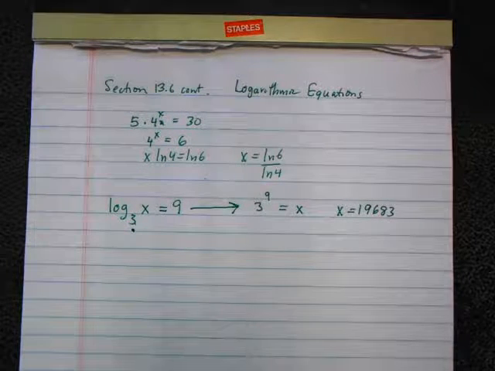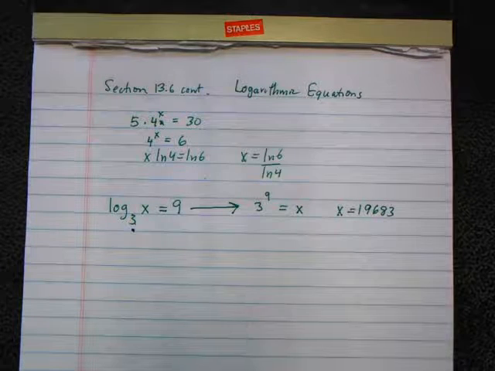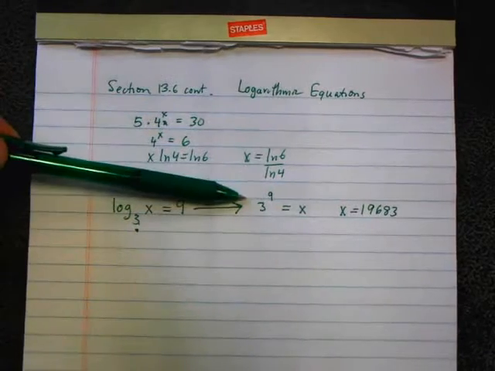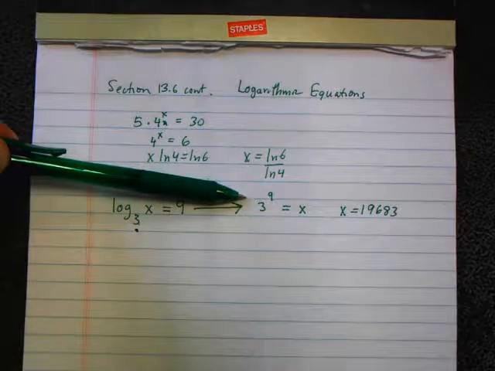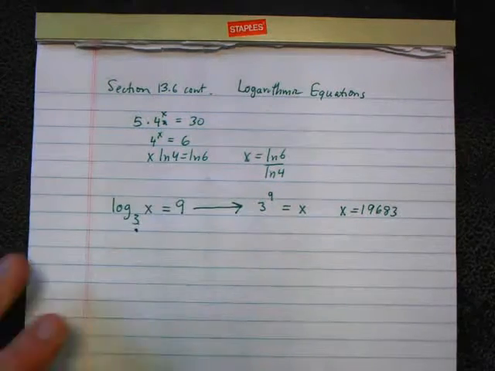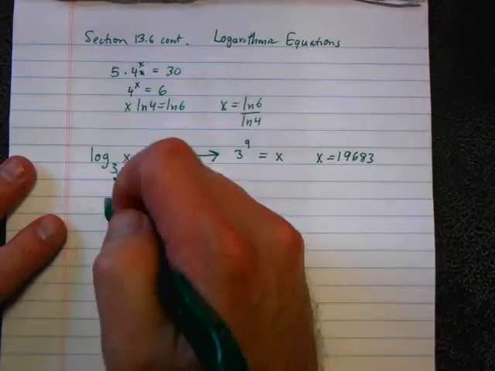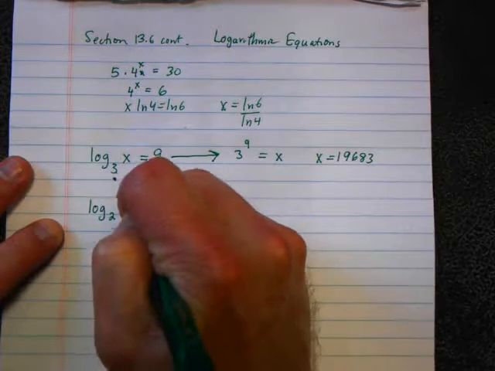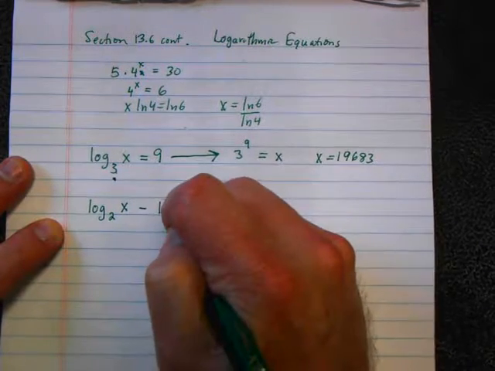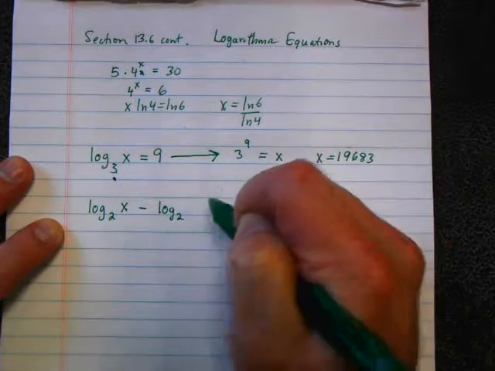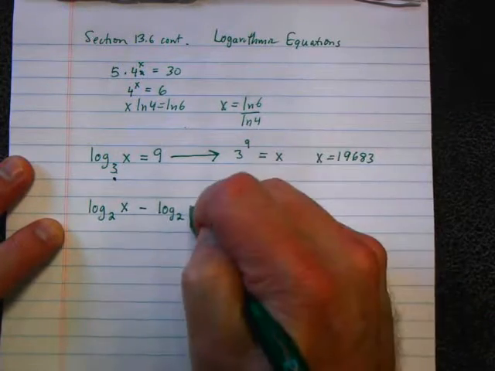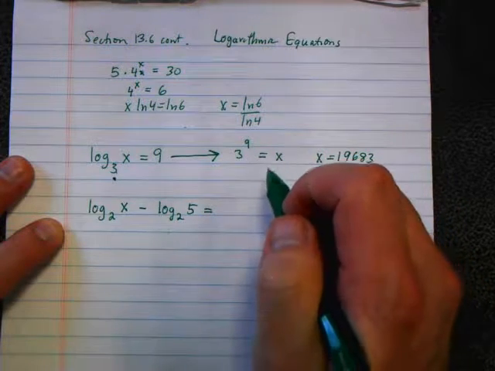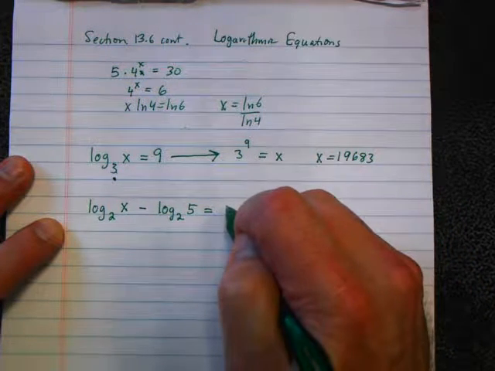All right, but that's going to be the basic technique. The basic technique is going to be get the log by itself and then use its inverse, which is exponential. All right, so what if I gave you log base 2 of x minus log base 2 of 5 equals -3.